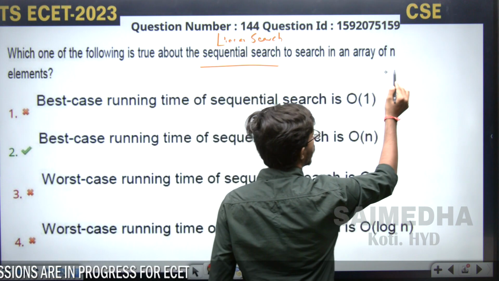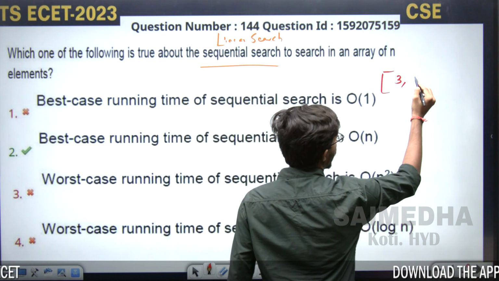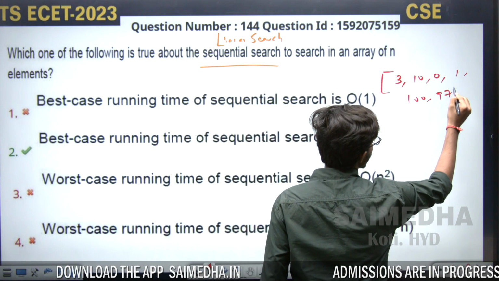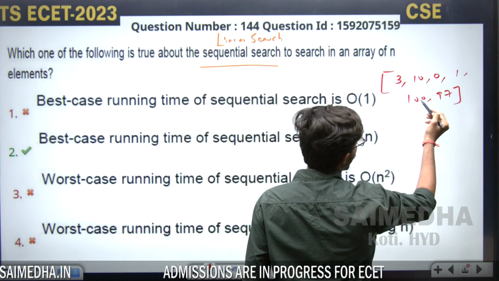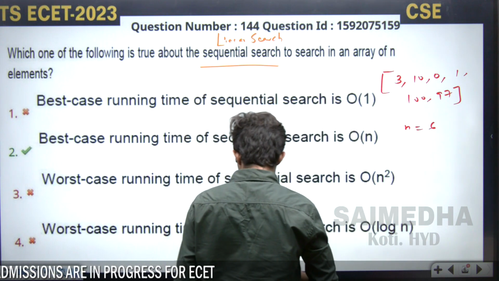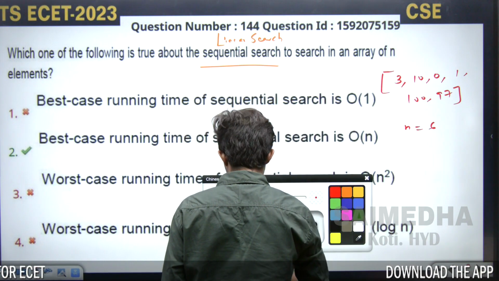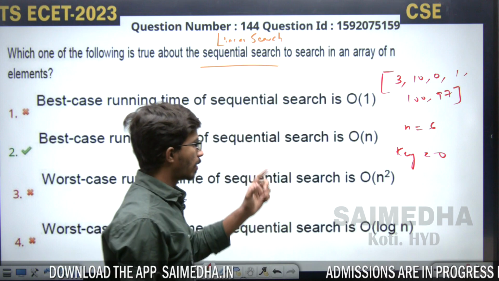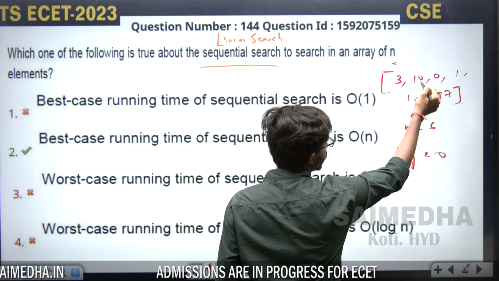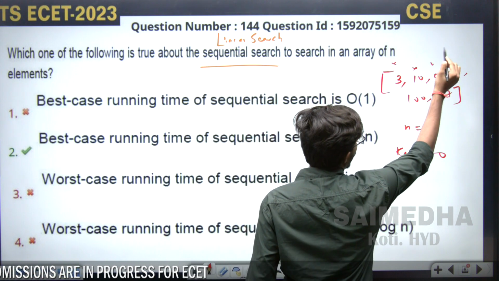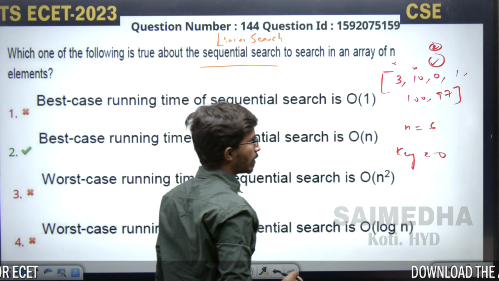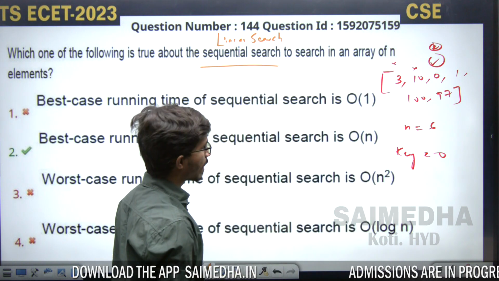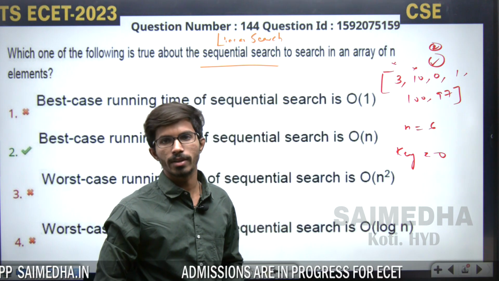Okay, suppose we have this data: 3, 10, 0, 1, 100, 97. How many elements are there here? 1, 2, 3, 4, 5, 6, n equal to 6 elements. If you want to search linearly, I want to search for the key 0. How many iterations are required? First time you compare, 0 equal to equal to 3, false. 0 equal to equal to 10, false. Then 0 equal to equal to 0. So index 2 is the right answer. It will return the index of the element.